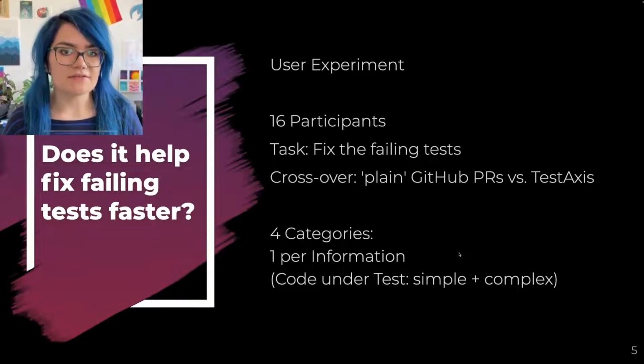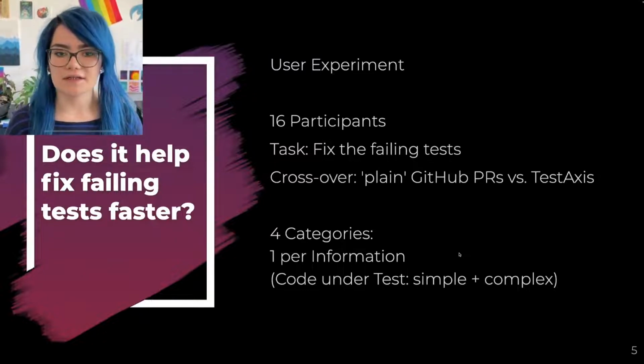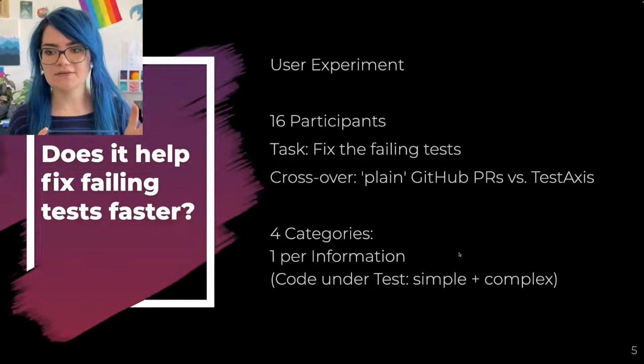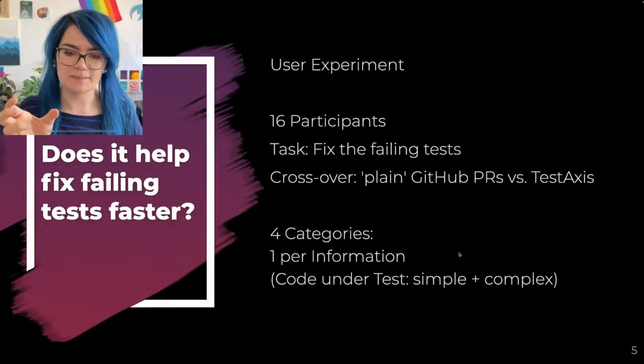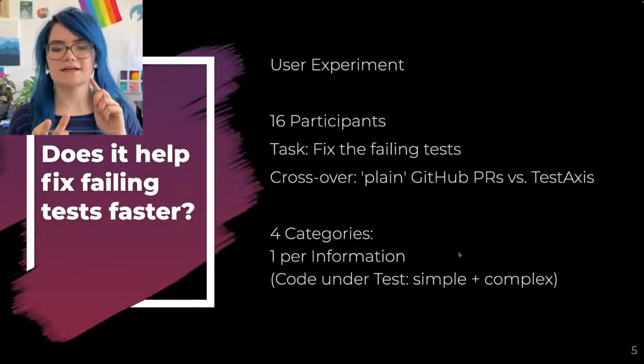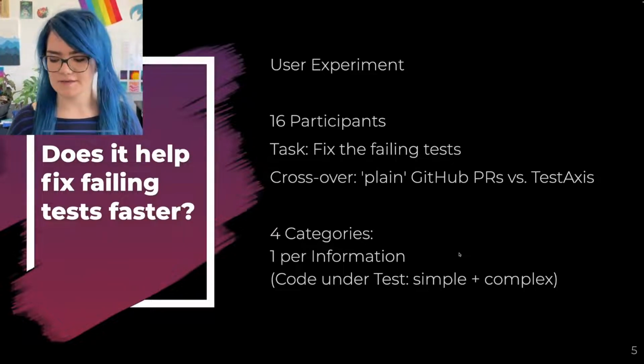The question that we asked ourselves is, does this really help developers fix the test cases faster? So we conducted a user experiment with 16 participants, and their task was to fix a failing test. And we compared the plain GitHub pull request interface against the Test Access plugin interface. We had 4 categories of test cases that the developers had to fix. And they are separated by which information is needed to spot the root cause of the error: the metadata, the code of the test case itself, or the code under test. And for the last group, we have a simple and a more complex case.